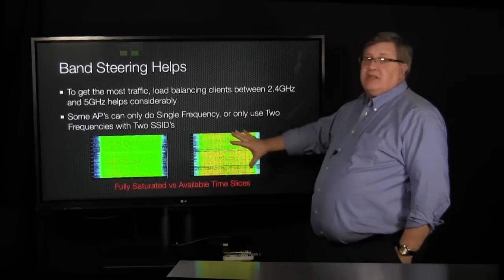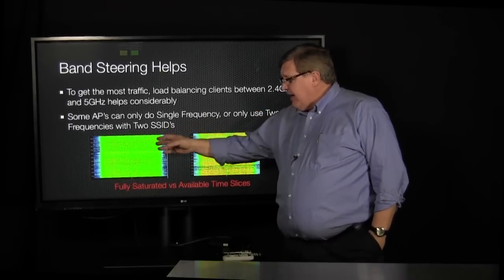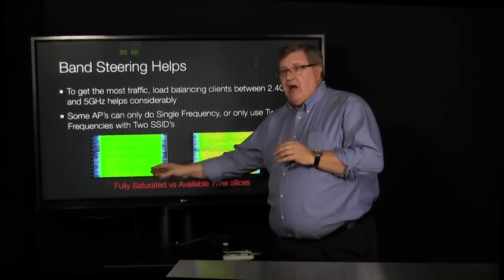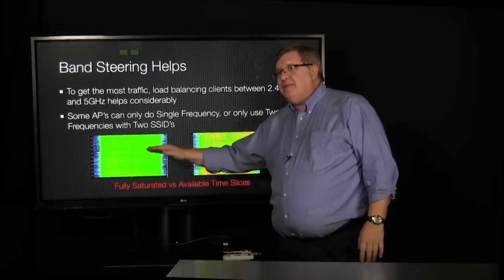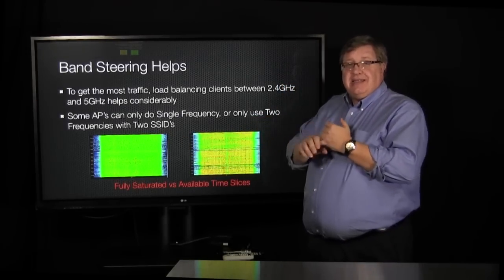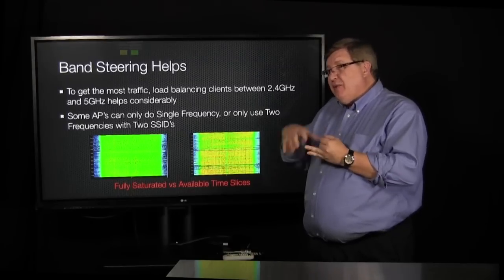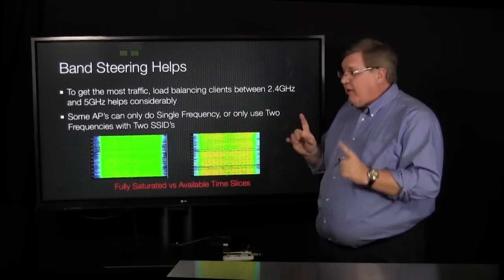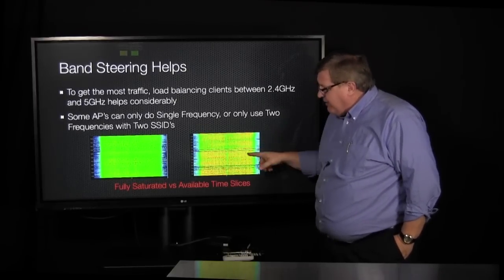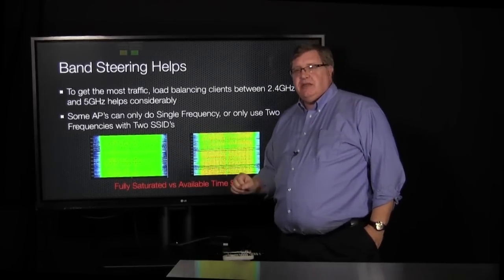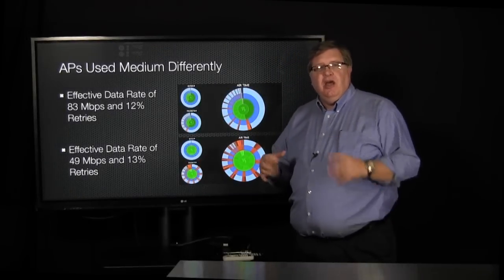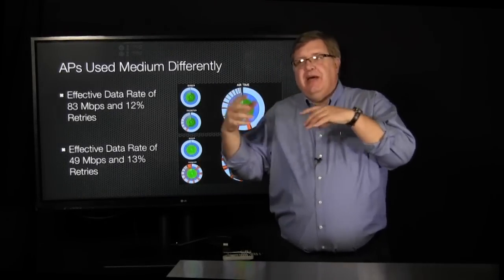One of the things we saw with it, and this is a spectrum analyzer showing here, on the first side, the spectrum analyzer is showing it's fully saturated. The signal coming off of here was totally saturated all the time. There were no time slices available. Now, both of these are the same amount of time, same number of clients on the network, same FTP being pushed. The only difference is an access point. And you can see here one access point outperformed the other because it had available time slices. It wasn't saturating the signal. Part of why that was true was how each AP used the medium differently.